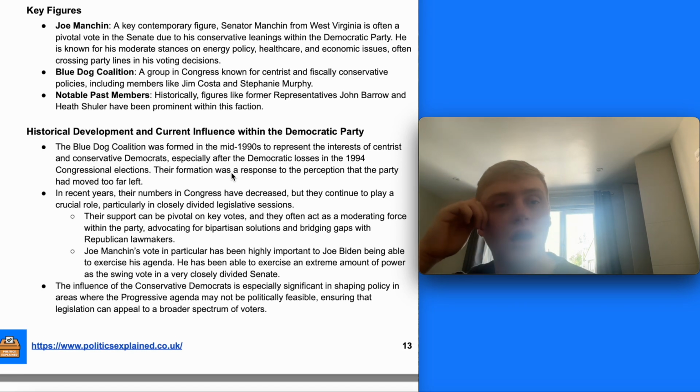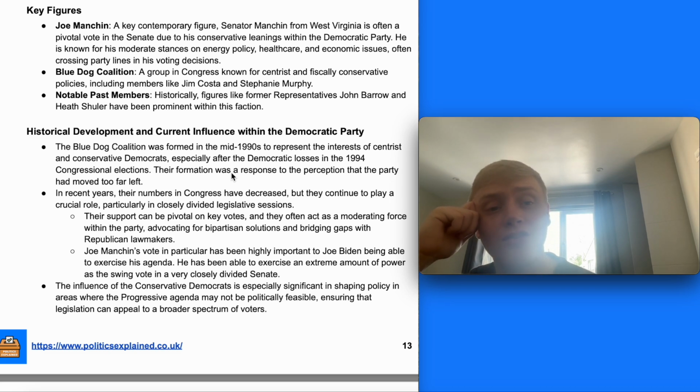Joe Manchin is a senator from West Virginia and is often the pivotal vote in the Senate due to his conservative leanings within the Democratic Party and how closely divided the Senate's been for the last 4 years. He's known for his moderate stances on energy policy, healthcare, and economic issues, often crossing party lines in his voting decisions, or being a key figure failing to support Democratic policies that effectively, at certain stages, tanked bills, in particular the Build Back Better Act under Biden in 2021. Manchin is notably standing down at the next election.